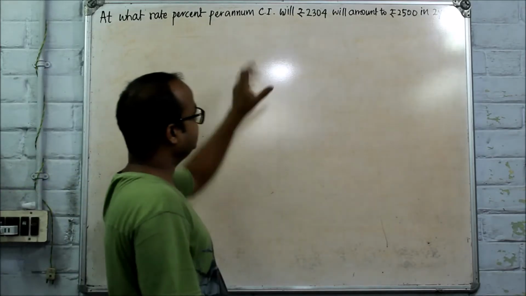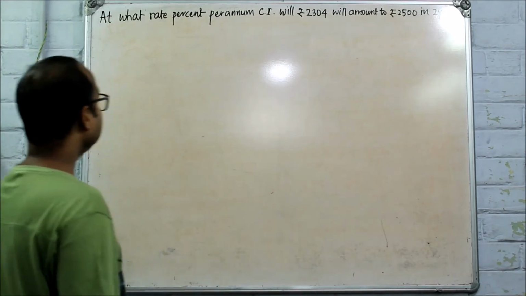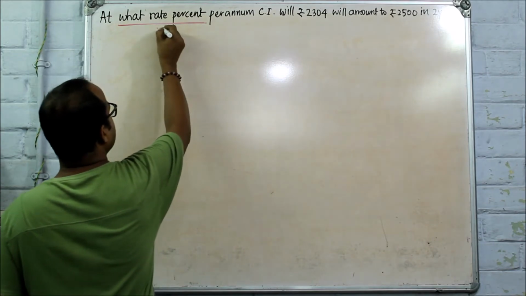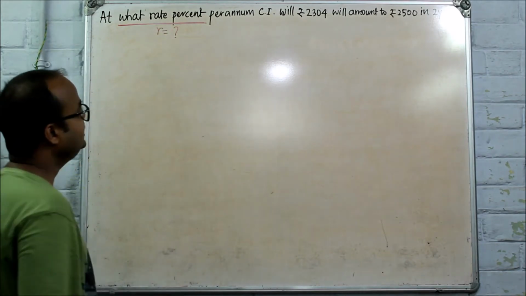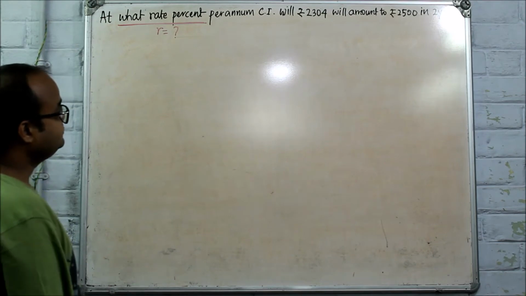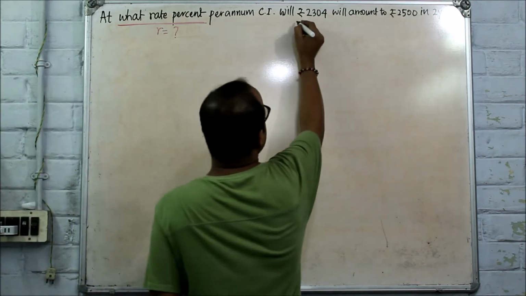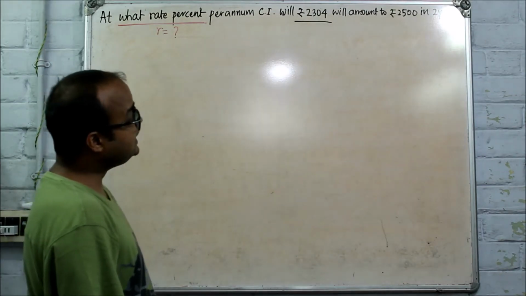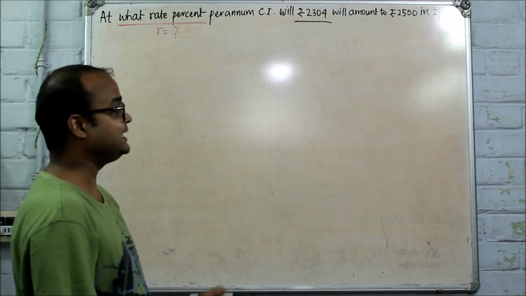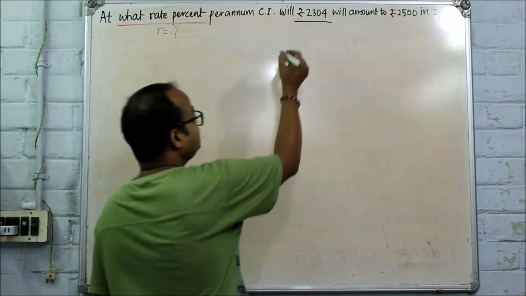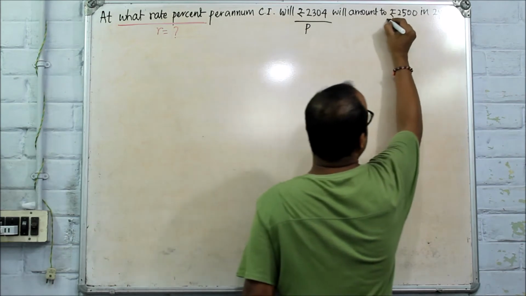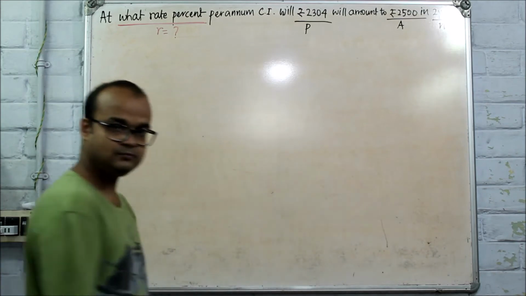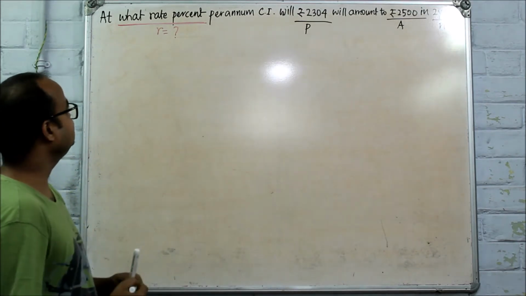Let us discuss another problem. At what rate percent? That means we need to find out R. Per annum, CI, rupees 2304 will amount to 2500 in 2 years. So this will be the principal and this is the amount, so this will be your A and this will be your n. Clear?